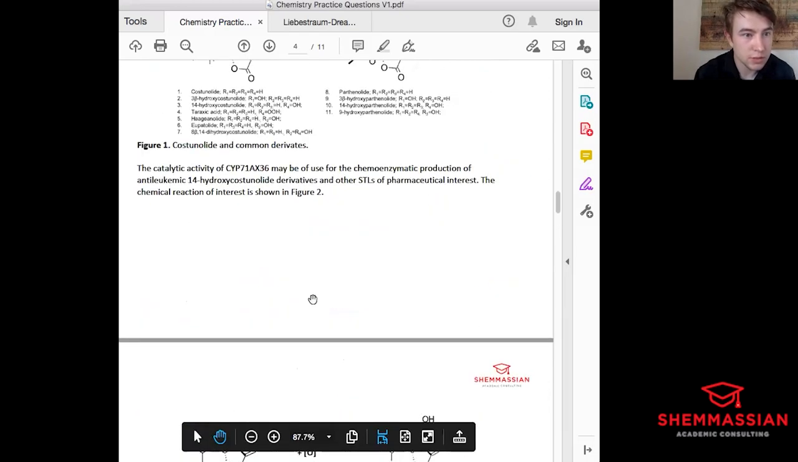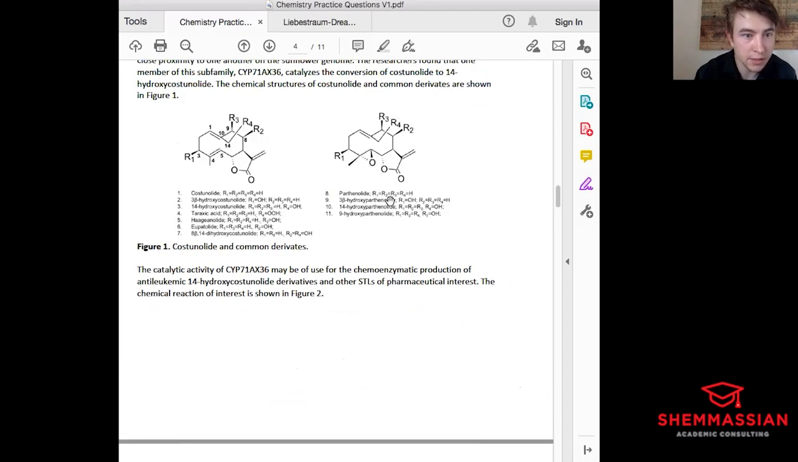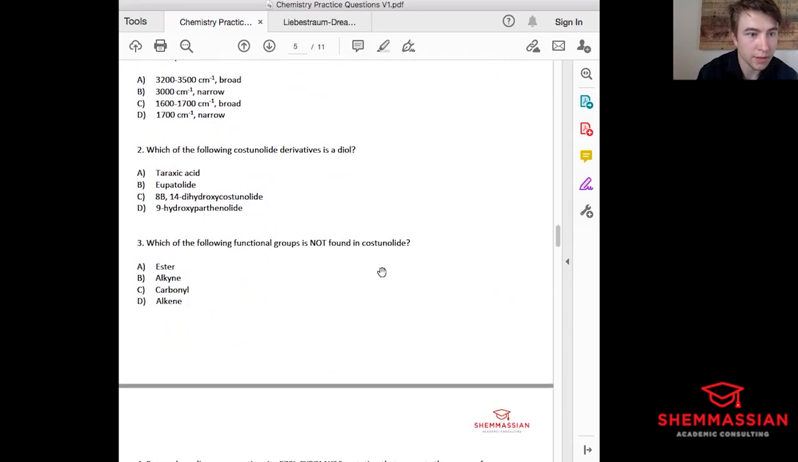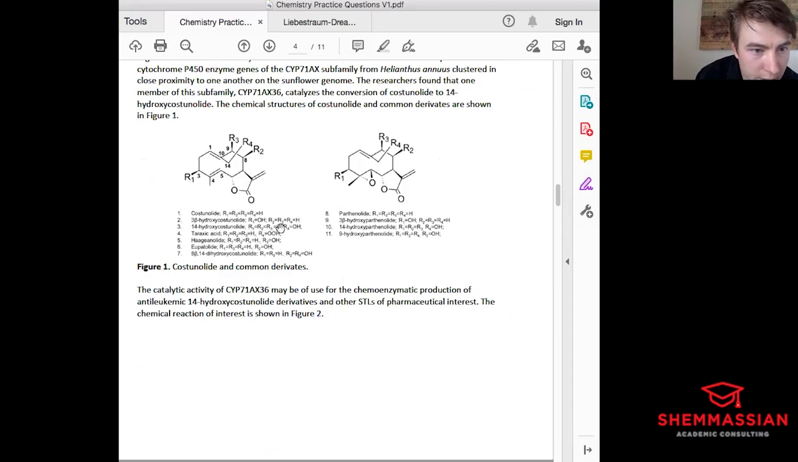Okay, so taraxic acid is right here. And this is going to be R1, R2, R3, R4. Those are going to be different for the different derivatives. So there's no OH groups in taraxic acid, so I can eliminate that one. Let's actually see which of these have two OH groups. I'll make my prediction.